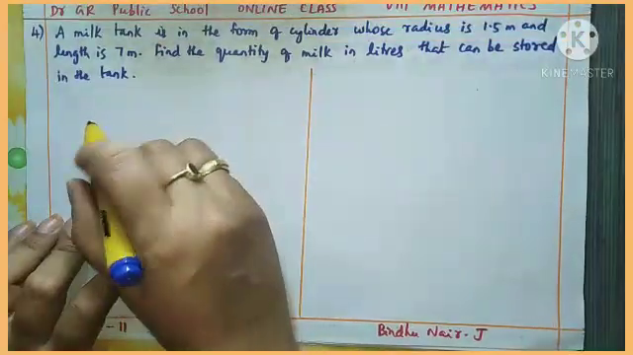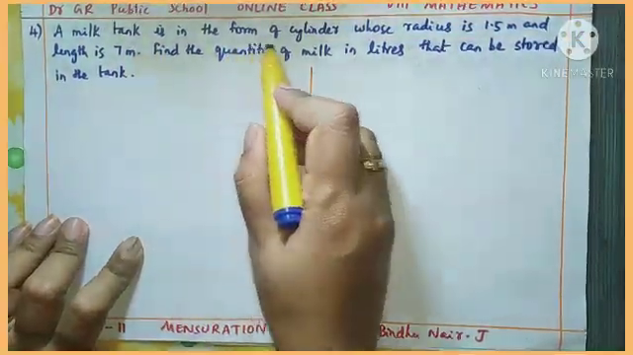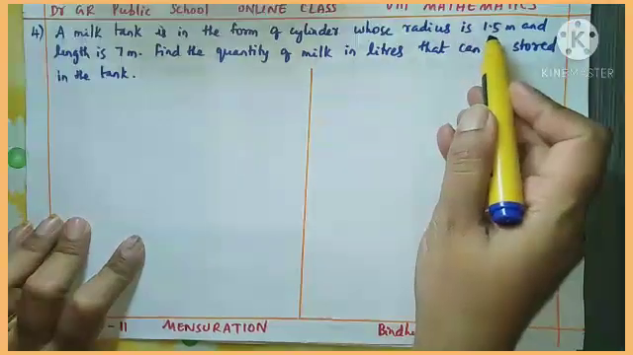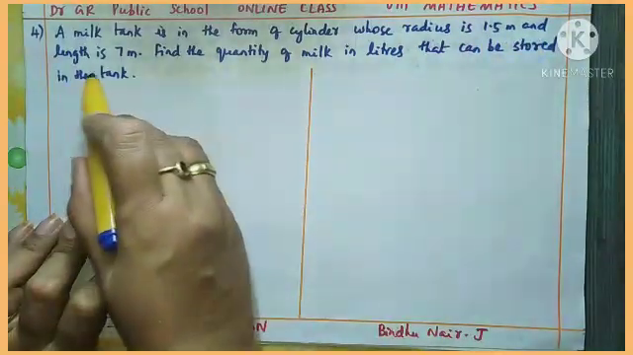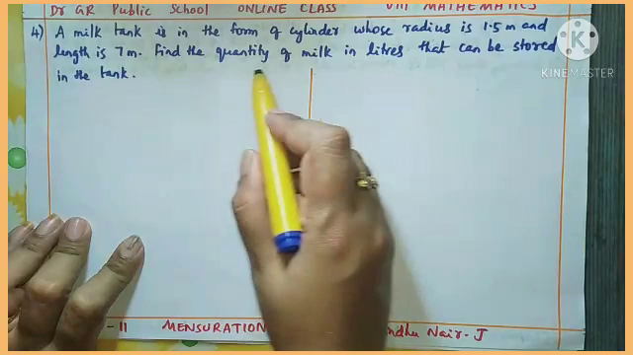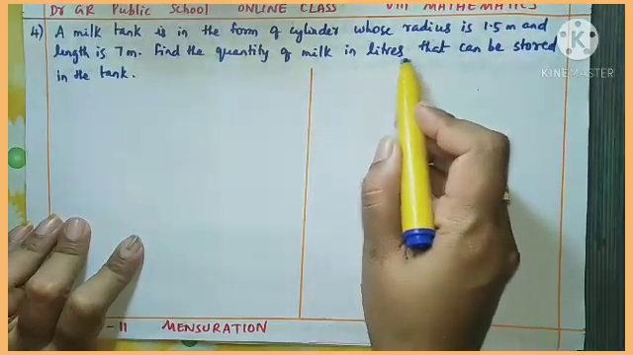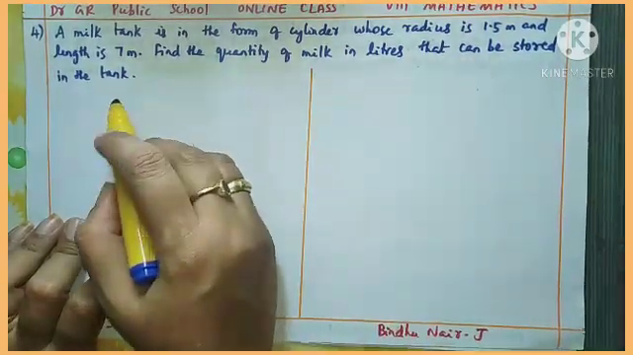Fourth question here. A milk tank is in the form of a cylinder whose radius is 1.5 meter and length is 7 meter. Find the quantity of milk in liters that can be stored in the tank. Okay, so a milk tank is in the form of a cylinder as you see in the picture, and you can see a cylindrical model there. The tank is in the shape of a cylinder, and given the radius of the cylinder is 1.5 meters and length is 7 meters. So length refers to height of the cylinder.